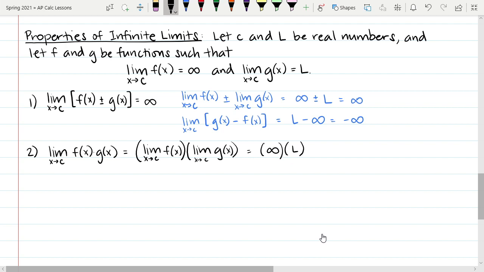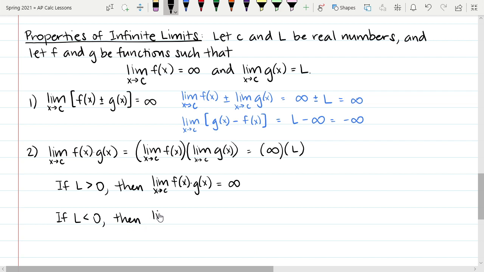Well, what do you think is going to happen there? And if you're thinking, well, it depends, you're right. It's going to depend on what that L value is. If L is positive, then this limit will be positive infinity. But if L is negative, then this limit of their product will now be negative infinity. Again, because we would be taking a positive times a negative, or a positive times a positive.